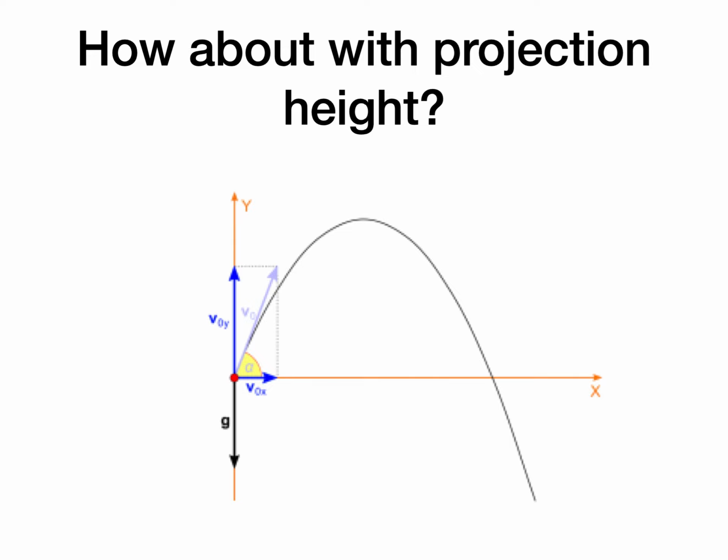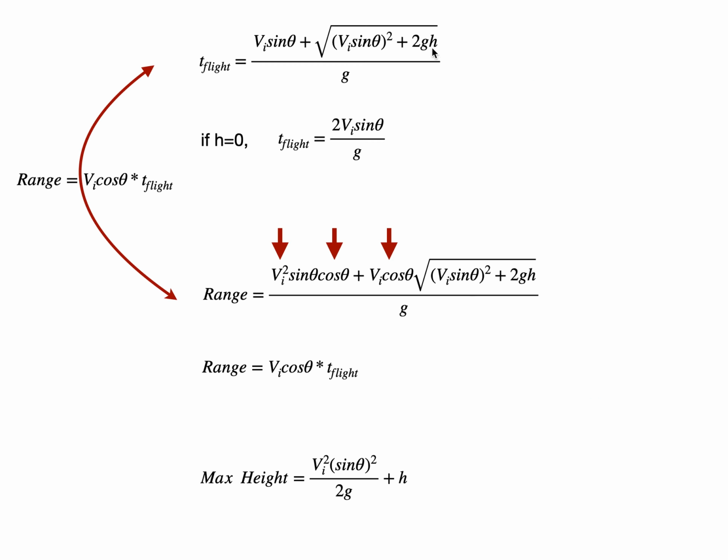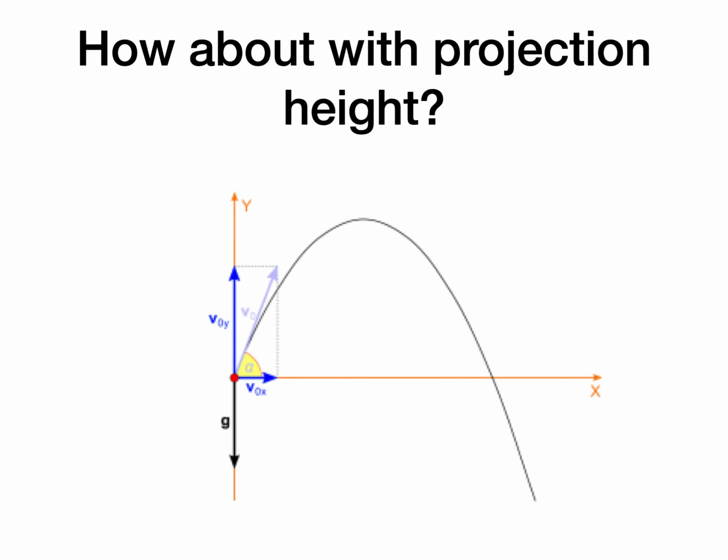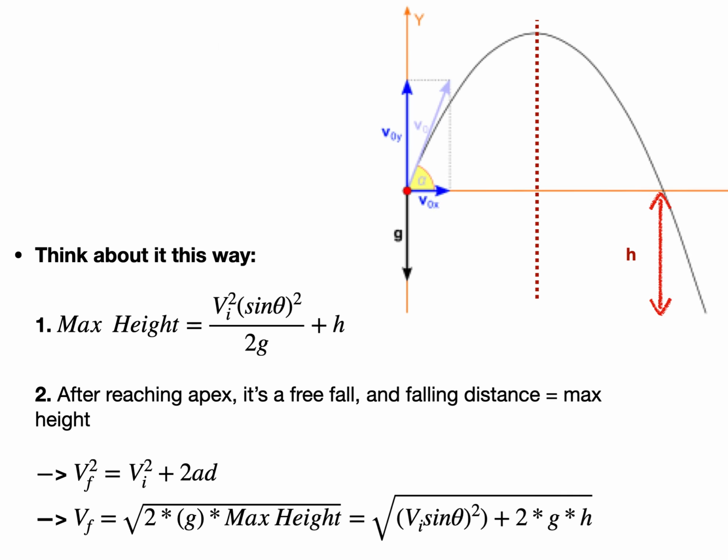So in the previous video, we were deriving those equations from a simple motion without projection height. How about with projection height? The equation will be the same. Without projection height, h will be 0, which makes the equation a little bit simpler. But adding projection height will make the equation look a little bit more disgusting, but the basic concept is the same.